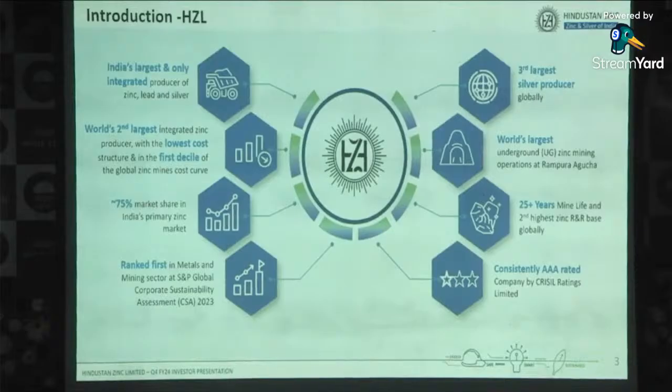So I will just give a brief introduction about HZL. We are India's largest lead and zinc producer. We are the third largest silver producer globally. We are the second largest lead zinc producer globally, and we have the world's largest underground mine in Rampur Agucha, and India's largest digital mines and synthesis coal mines. We have almost 75% market share of zinc production in India, and we have almost 25 years of mine life from today onwards.